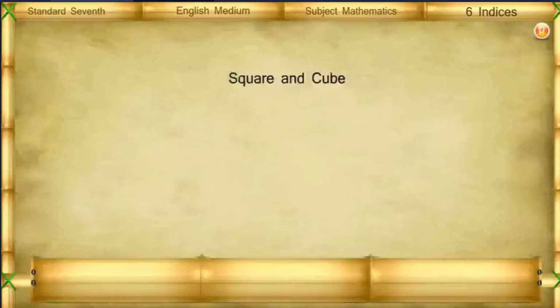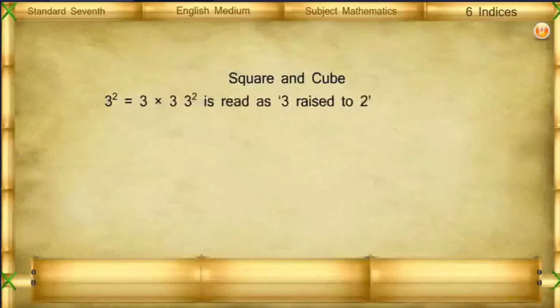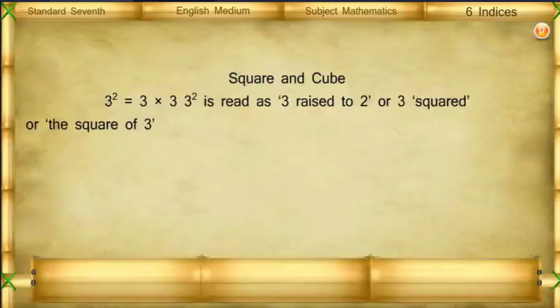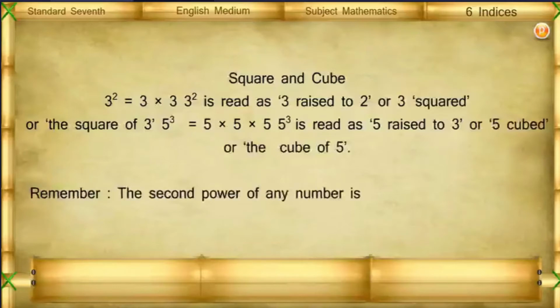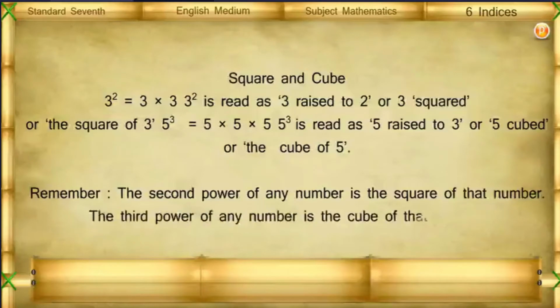Square and cube. 3 raised to 2 is equal to 3 into 3. 3 raised to 2 is read as 3 raised to 2 or 3 squared or the square of 3. 5 raised to 3 is equal to 5 into 5 into 5. 5 raised to 3 is read as 5 raised to 3 or 5 cubed or the cube of 5. Remember, the second power of any number is the square of that number. The third power of any number is the cube of that number.